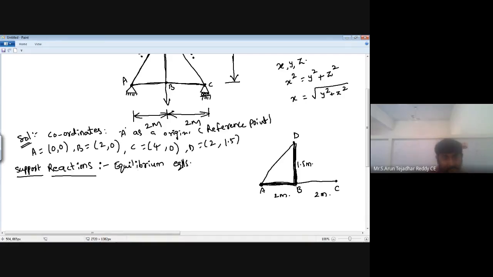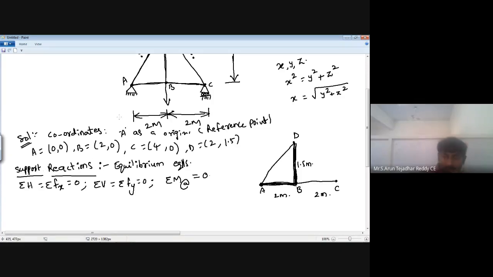By using equilibrium equations, that is summation of horizontal force, we can write it as summation Fx is equal to 0. Summation of vertical force, we can write it as summation Fy is equal to 0. Next, summation of moment about any one point is 0. So by using these three equilibrium equations, we can find the support reactions.